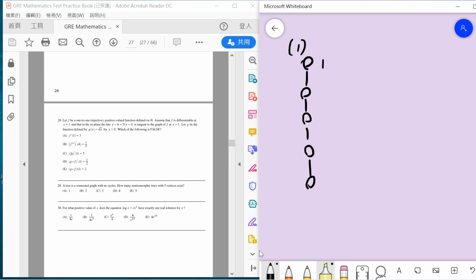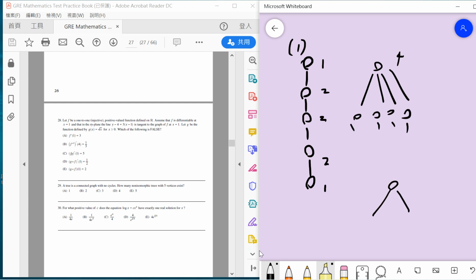Degrees are 1, 2, 2, 2, 1. Also this one: 4, 1, 1, 1, 1. Also this one: 1, 1, 2, 1, 1. So since all of the degree sequences are different, all of them are non-isomorphic trees. So the answer is 3.